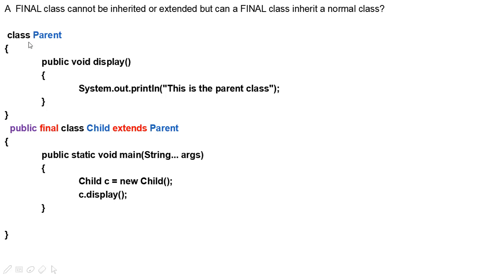So here we have a class parent and the public void display, again the display method which has been defined in the parent class, and we have a child class which is final, which tries to extend or inherit the parent class. In the earlier code, the parent class was final. Now I have made the child class final, and this is the class which is trying to inherit the parent class, and once it is able to inherit it, it will try and access the display method which has been defined in the parent class. So again, let's move to the IDE and see whether this will work or not.